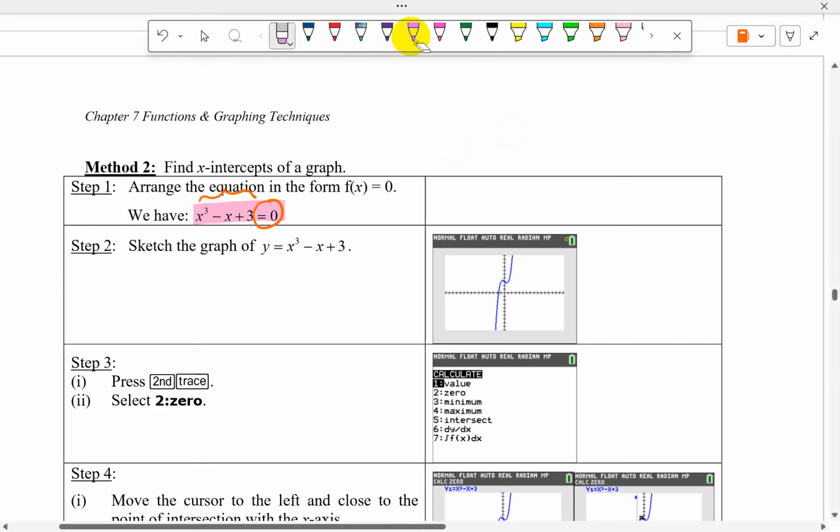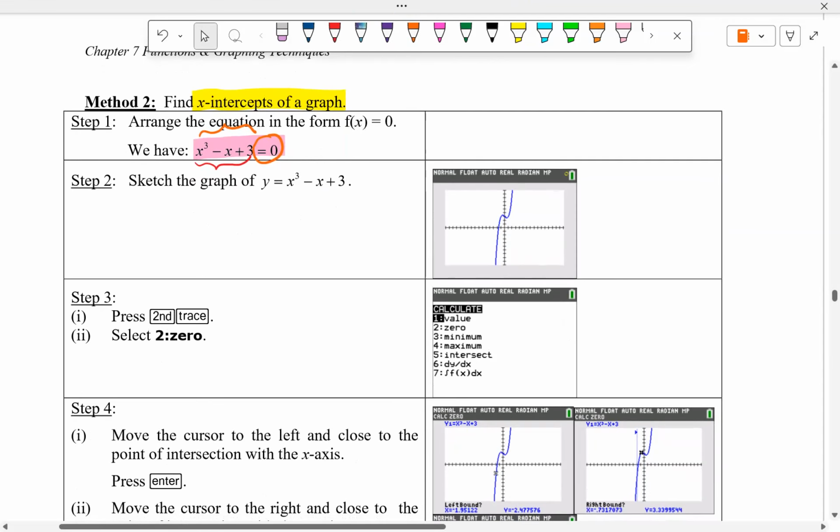Okay, we are looking at the x-intercept of the graph. So this is what we are going to do. We are going to try to find the x-intercept of this graph that we have rewritten. At this step, I'm going to sketch in x cubed minus x plus 3 into my y1, then graph it.